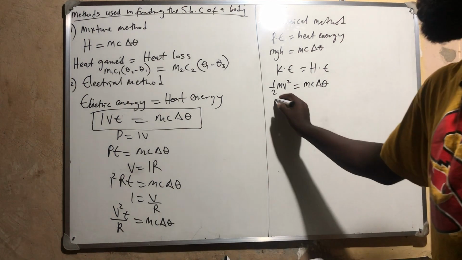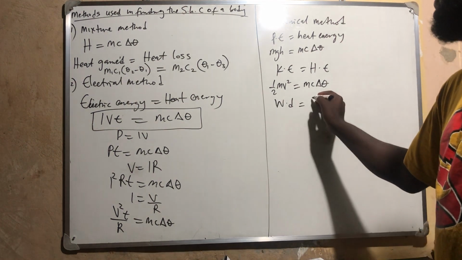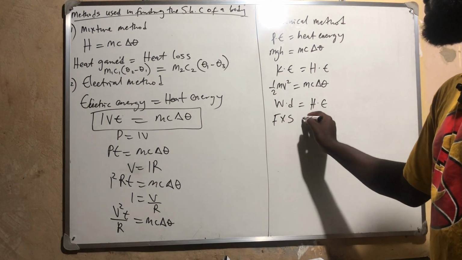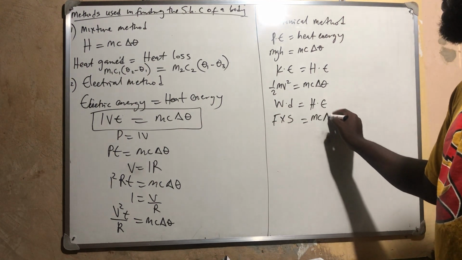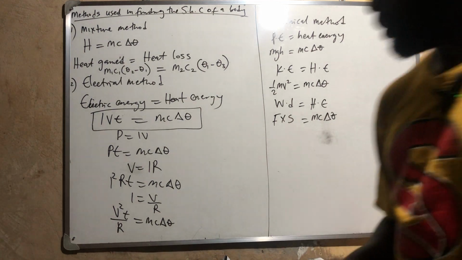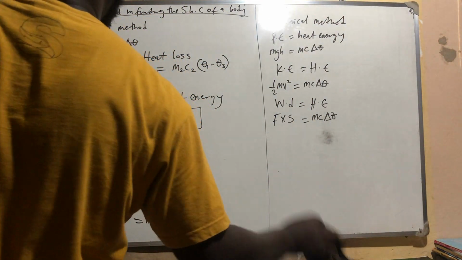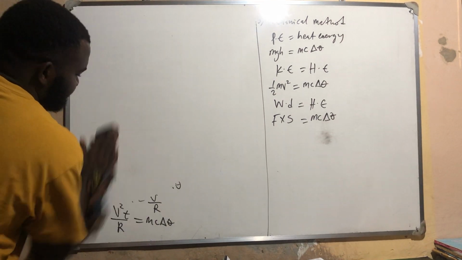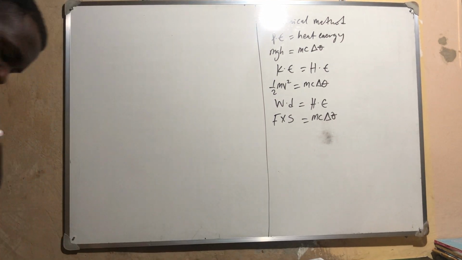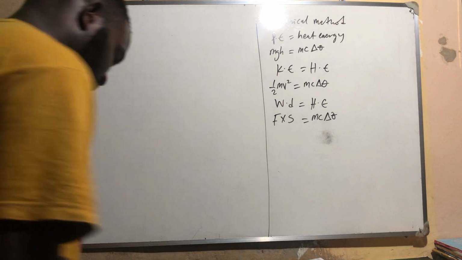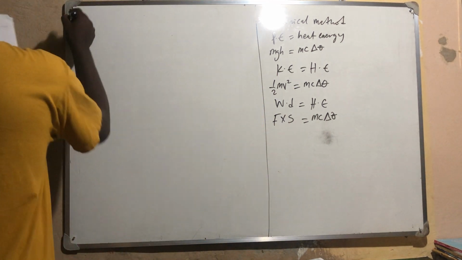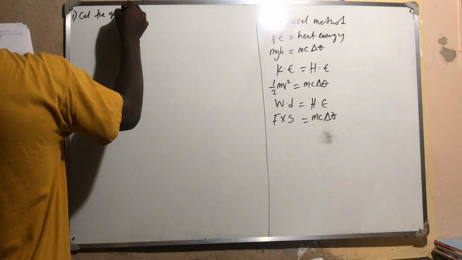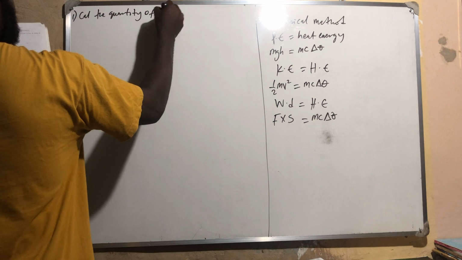You say that work done is also heat energy. And what is work done? Force times distance is equal to my MC change in temperature. So that is all you need. So let us now solve calculations to illustrate what we have written so far. The first question, question number 1, said calculate the quantity of heat energy.